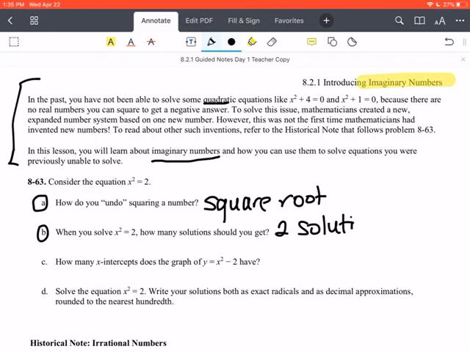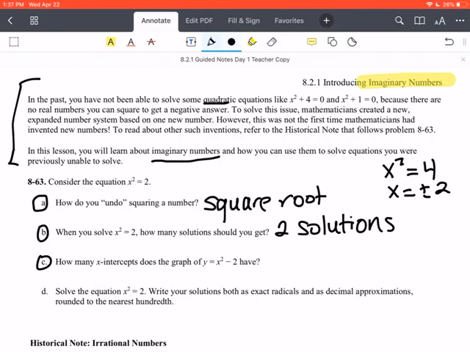Yes, we can't come up with the solution off the top of our head, but if we look at, for instance, x squared equals 4, what are the solutions to x squared equals 4? X could equal 2, but x could also equal negative 2. So that's where the plus or minus comes into play.